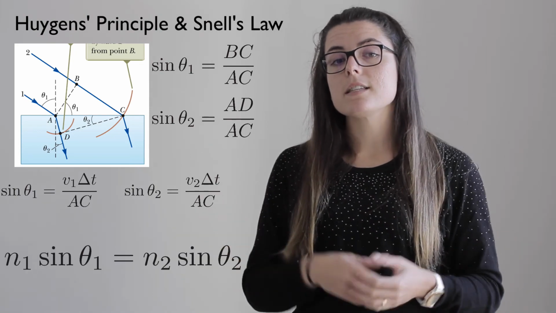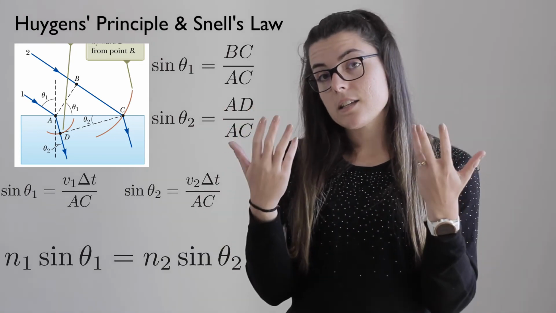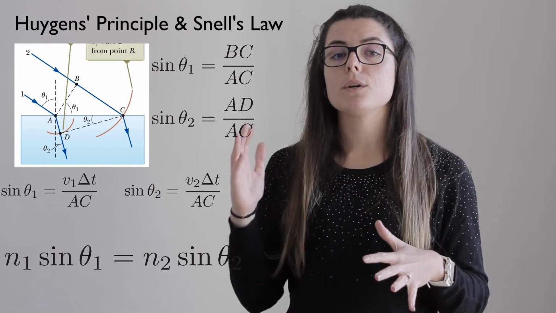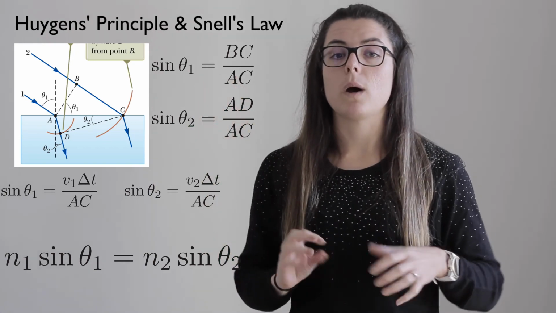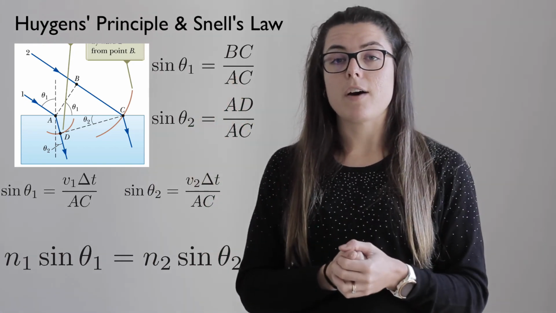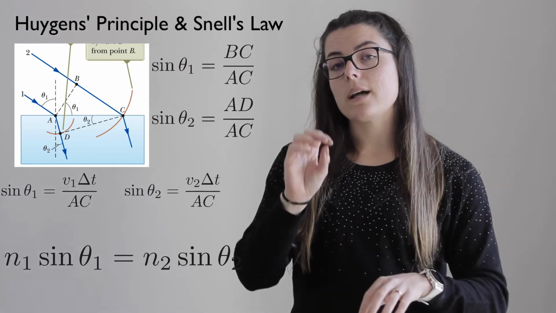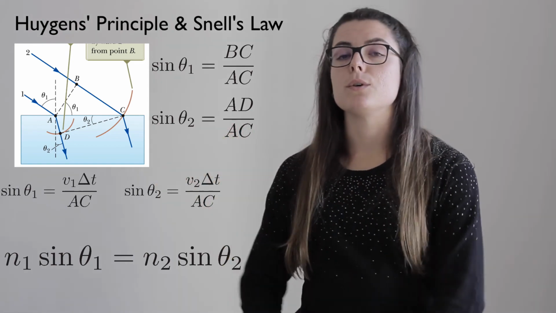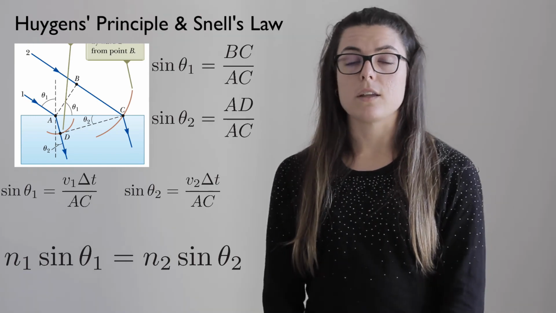When we simplify this, we find that sine theta 1 divided by sine theta 2 equals n2 divided by n1. And then this simplifies to Snell's law, which is n1 sine theta 1 equals n2 sine theta 2. And that's Snell's law of refraction.